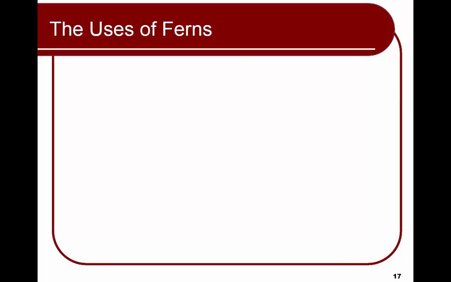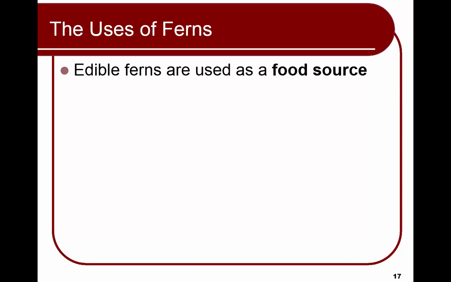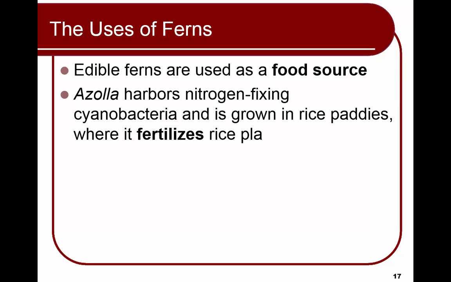Now, why are ferns useful? First of all, sometimes they're used for food. The only one that's used in the United States in North America is the ostrich fern for food. But a lot of times they are used to fertilize the rice plants in the rice paddies because they have this nitrogen-fixing bacteria that helps with fertilization.